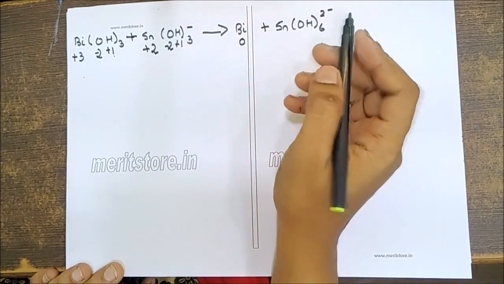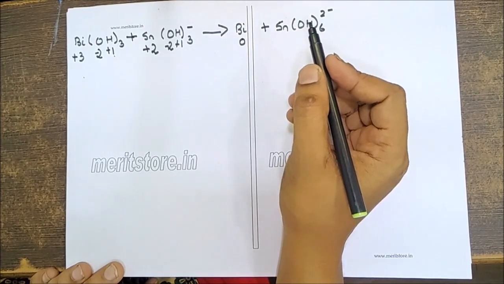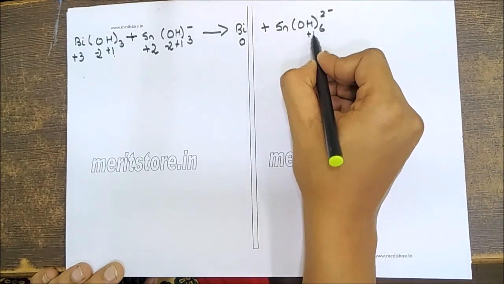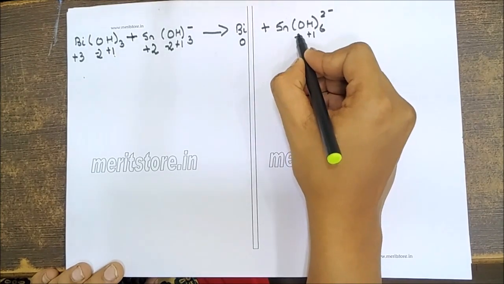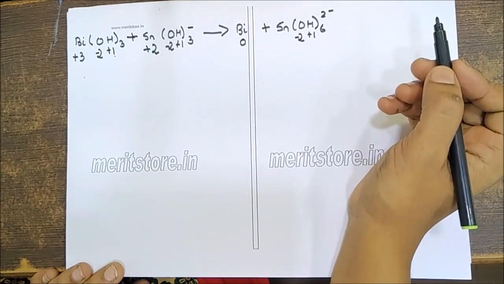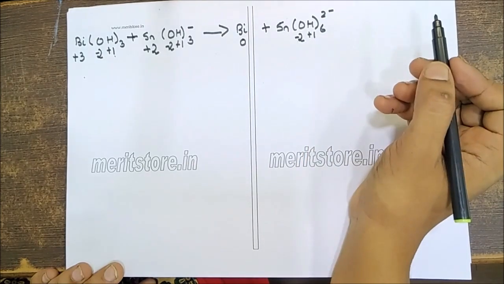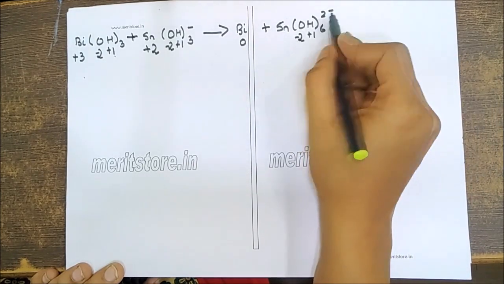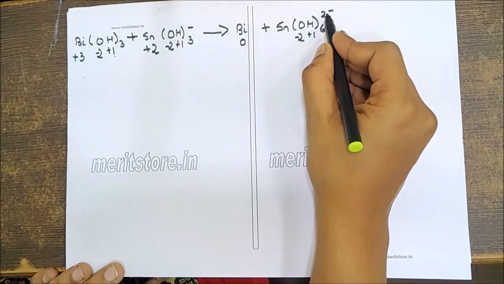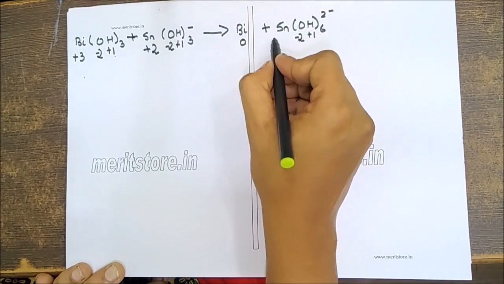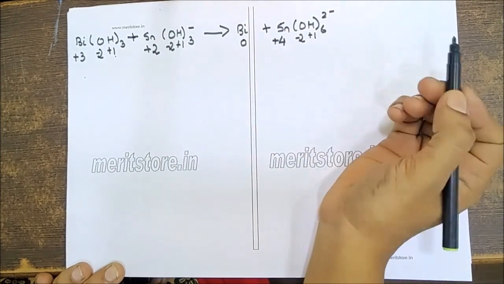Bi would be 0 because any atom in free or uncombined state has an oxidation number of 0. Now same way here, H we know has an oxidation number of plus 1, oxygen has an oxidation number of minus 2. So this is plus 6 minus 12. Now plus 6 minus 12 would give us minus 6. From this minus 6, 2 minus should remain on this ion. So how many do we have to nullify? 4. So Sn would be having plus 4.